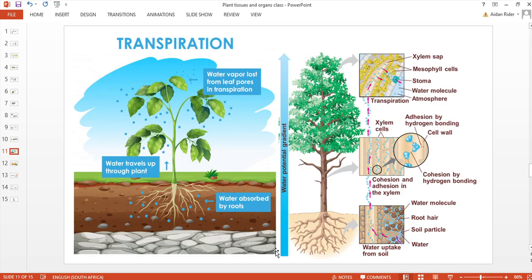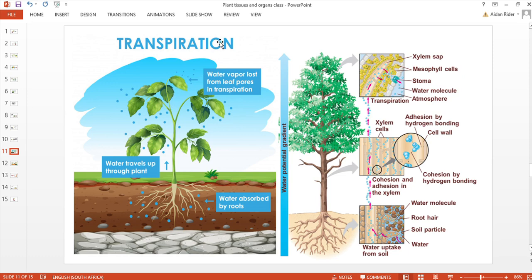Okay, then we go to transpiration. So with transpiration, what happens is the water is in the soil, obviously, and then as the plant is growing, it needs this water for photosynthesis to happen and for the plant to keep on growing. So water is absorbed from the bottom, from the roots. It travels through the stems and it goes out through the leaves due to transpiration.